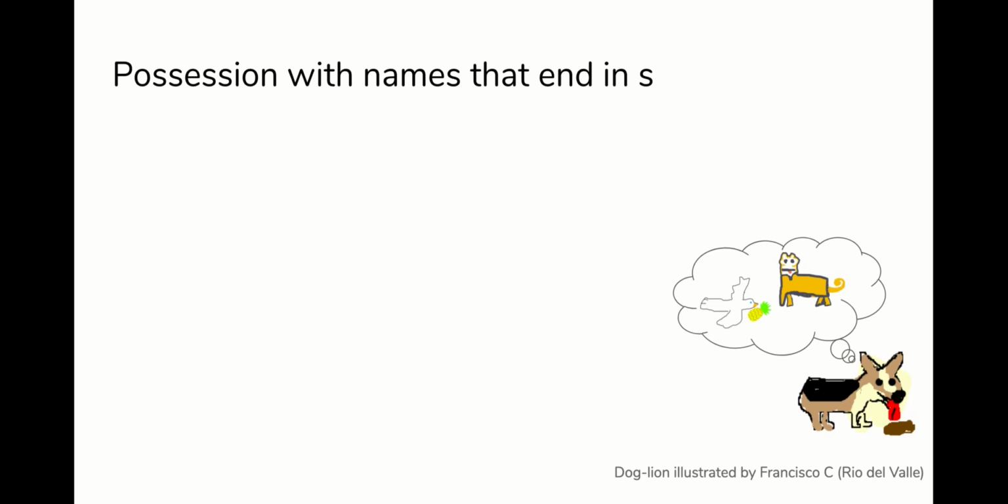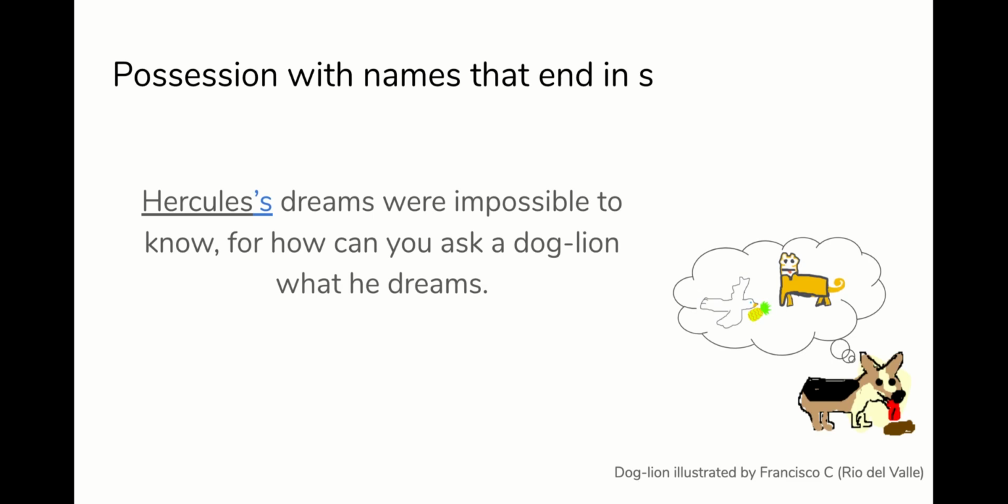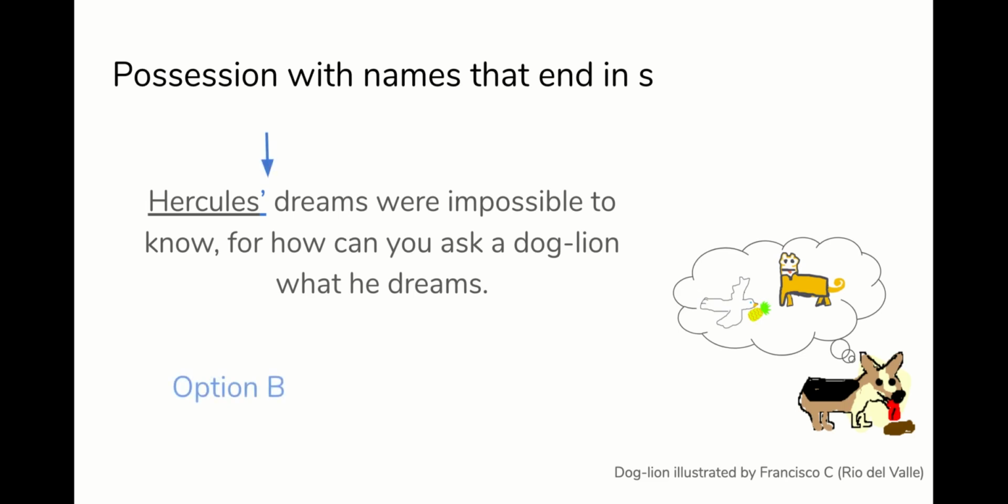Now, what if we have a name that already ends in an S? Hercules' dreams were impossible to know, for how can you ask a dog lion what he dreams? So in this case, Hercules already has an S at the end of it, and we're going to add our apostrophe, but now you have a choice. You can take option A and add your second S to that name, or you can choose option B and leave that S off. It's your choice. You do what you think looks best.